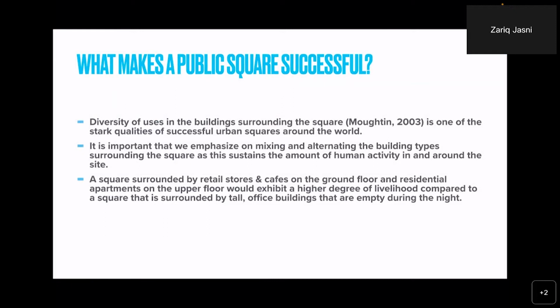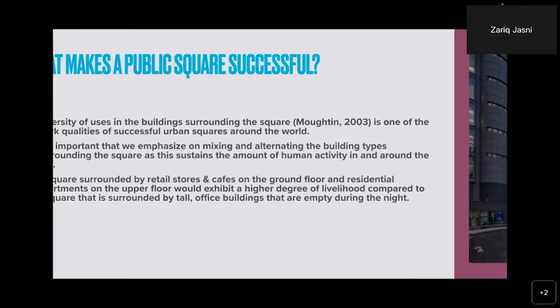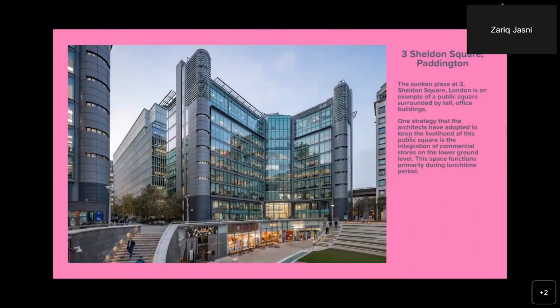A square surrounded by retail stores and cafes on the ground floor and residential apartments on the upper floor would exhibit a higher degree of livelihood compared to a square that is surrounded by tall office buildings that are empty during the night. This is an example of a public square in London.